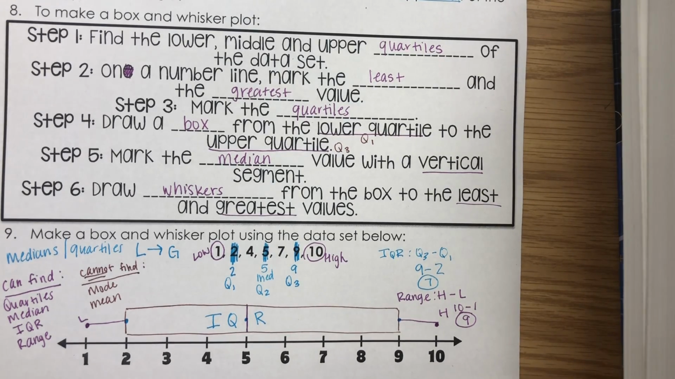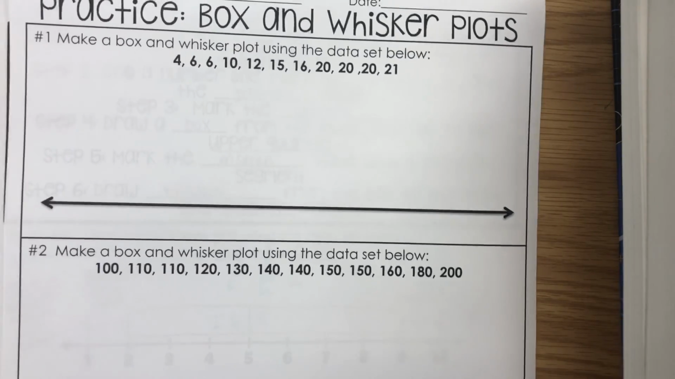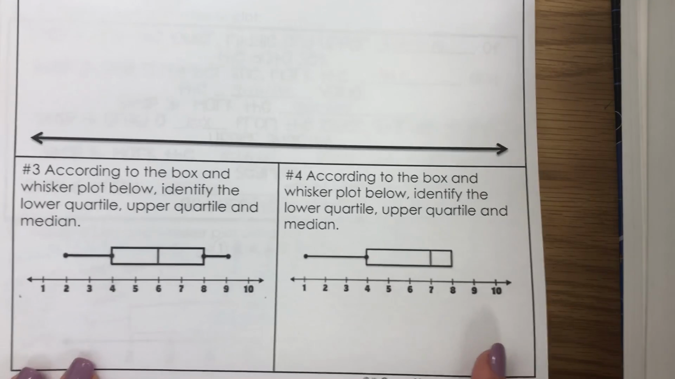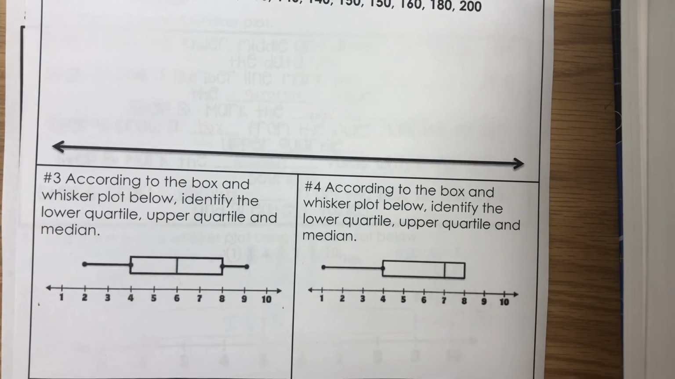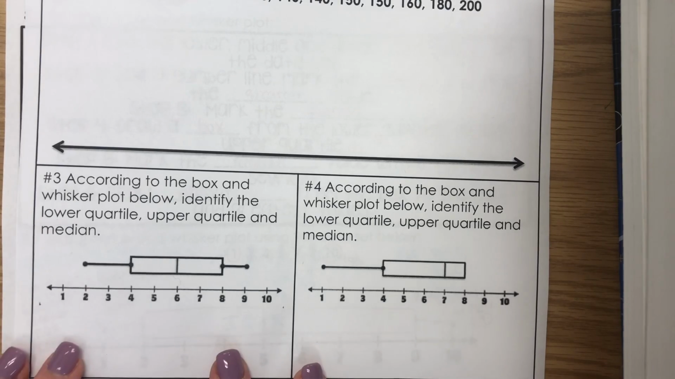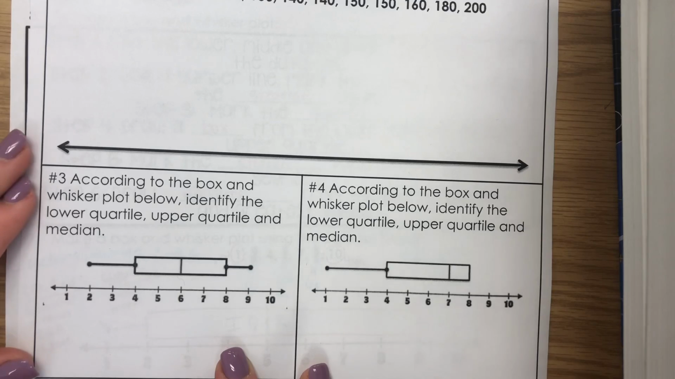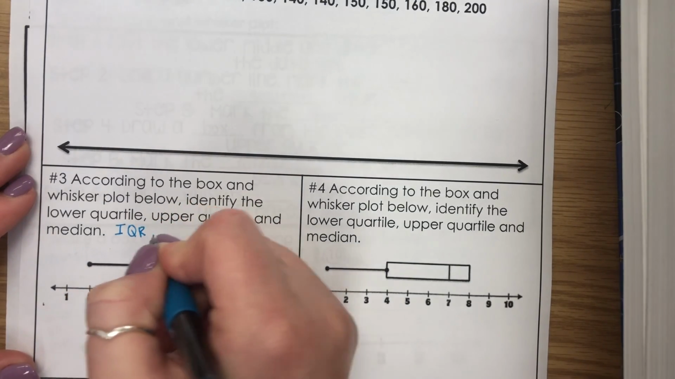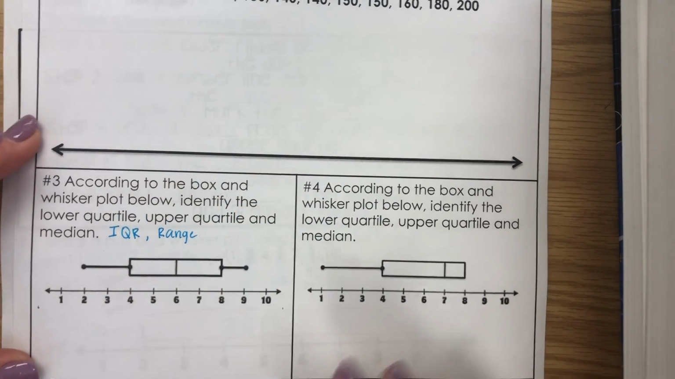All right, so now we have our practice sheet right here. So for the first two, they want you to make a box and whisker plot, and for the bottom two, they want you to pull things from the box and whisker plot. Okay, but I want you to add to number 3. Not only do I want you to find the lower quartile, upper quartile, and the median, I want you to find the IQR and the range. And we're going to do that for both 3 and 4.